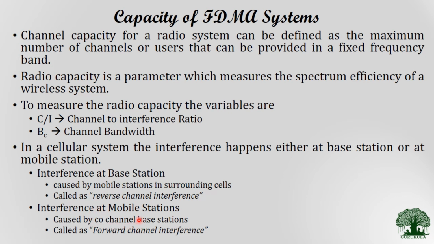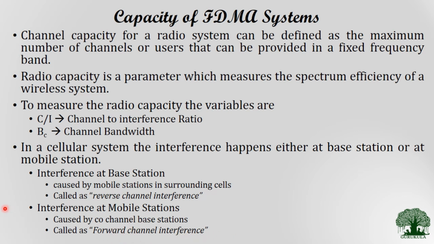That is nothing but two cells which use the same frequency bands, from the basics of the frequency reuse concept. Any two cells that use the same frequency band, we call co-cells. All the cells using the same frequency band will create the problem of interference, and that interference is what we technically call forward channel interference.